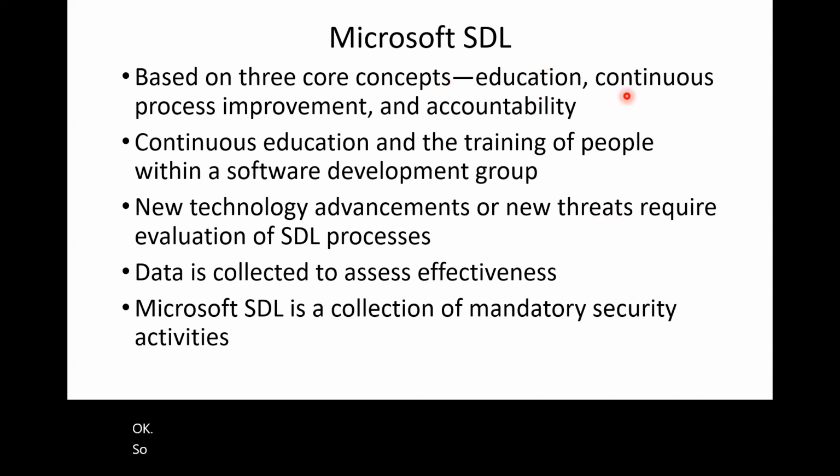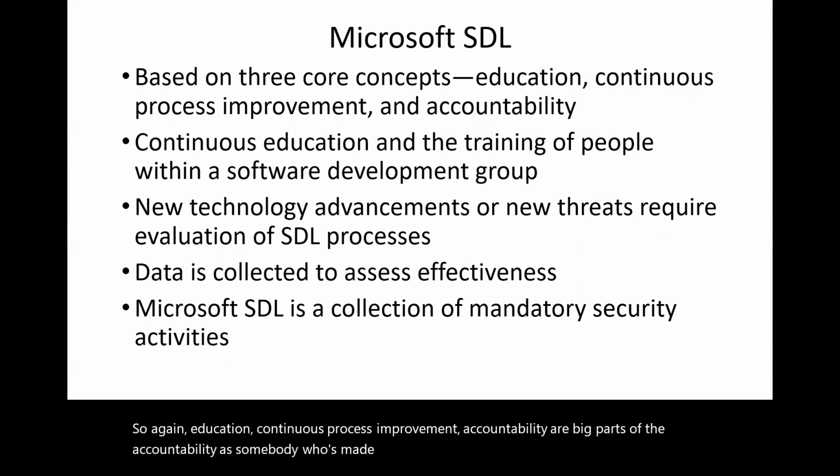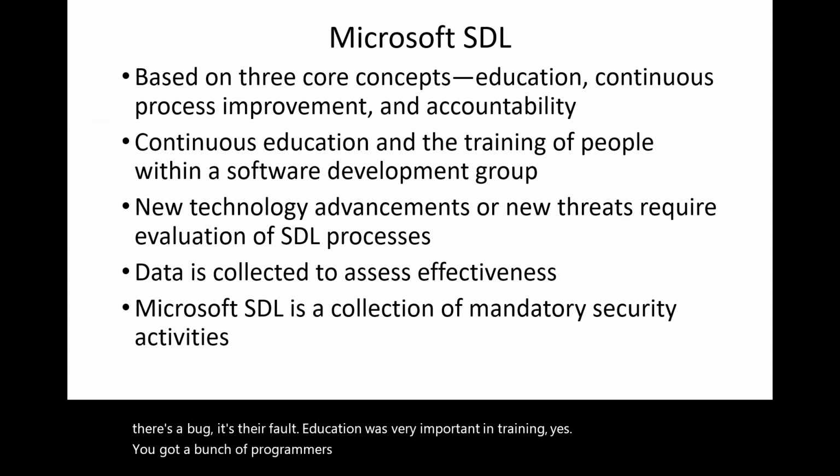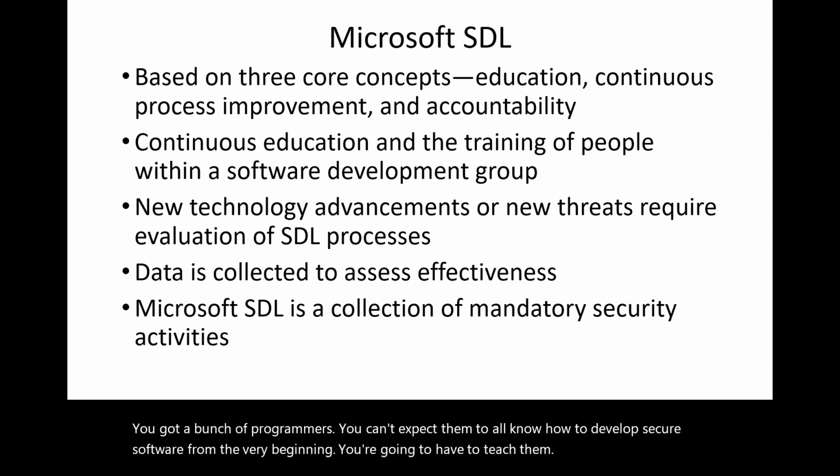So again, education, continuous process improvement, and accountability are big parts. Accountability is that somebody is made responsible for this and they hold that responsibility. So if there's a bug, it's their fault. Education was very important in training. If you've got a bunch of programmers, you can't expect them to all know how to develop secure software from the very beginning. You're going to have to teach them.